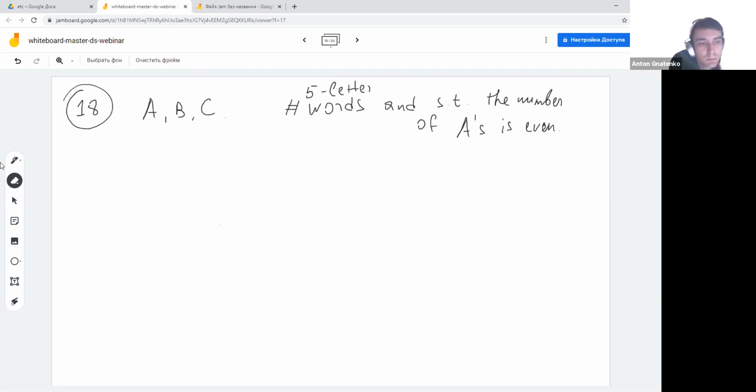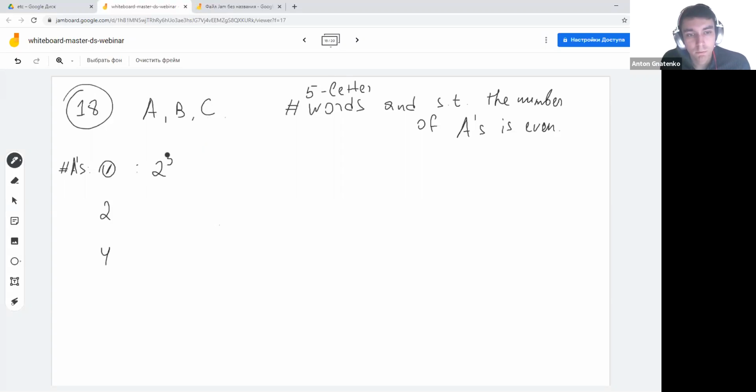I would suggest to separate cases. So we have 5 letters. The number of A's must be even. So it can be either 0. 0 is an even number, don't forget about that. It also can be 2, and it can be 4, because we have only 5 letters in our word. So if there are 0 letters A, then any word made of B and C would count. So how many 5-letter words made of B and C are there?